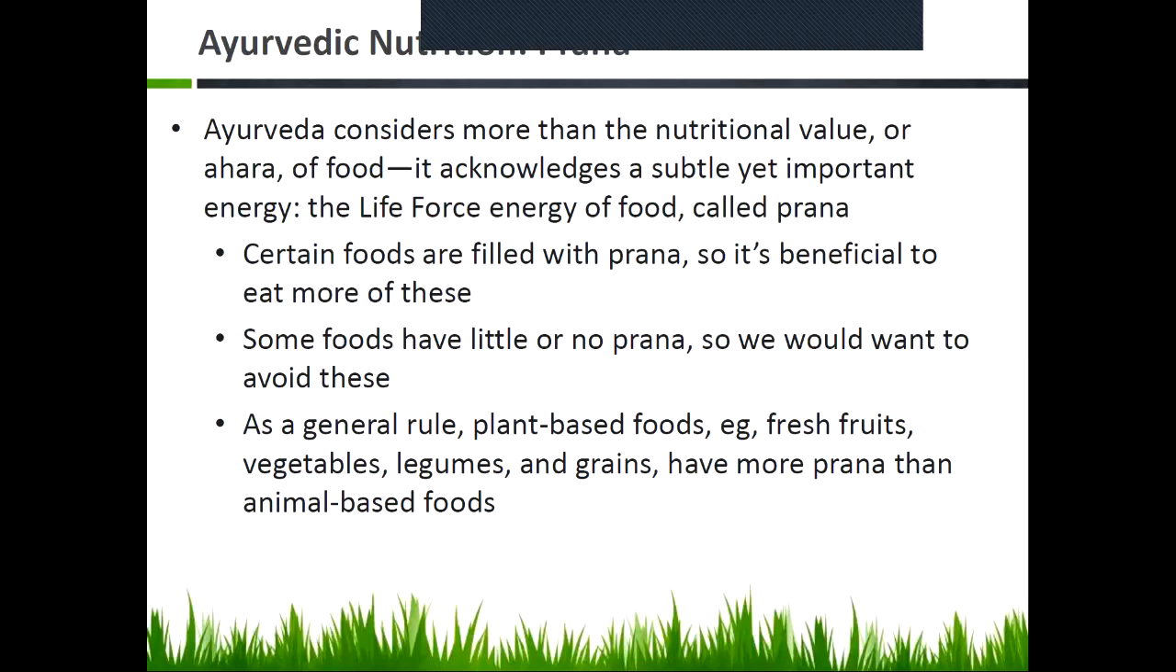Anything, for example, beans and legumes and whole grains, can retain their prana for years and years. Even nuts. So if you have them in an airtight container, they can retain their prana for a long time.